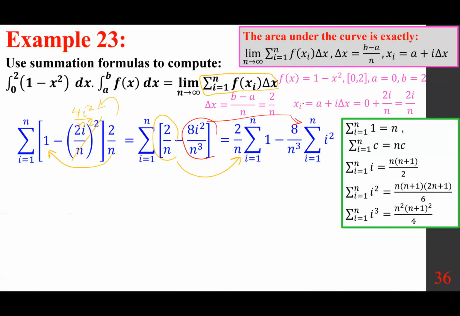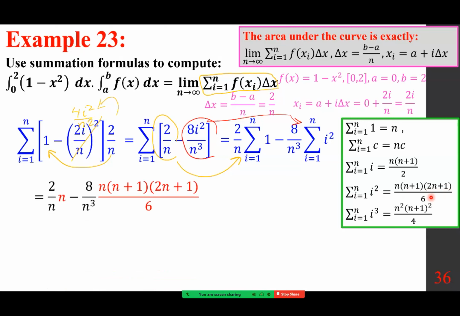Now we are ready to replace the summation of 1 with n, the summation of i squared with n times n plus 1 times 2n plus 1 over 6. Let's do that. Remember, we want to take a limit. So we are interested in the first step.